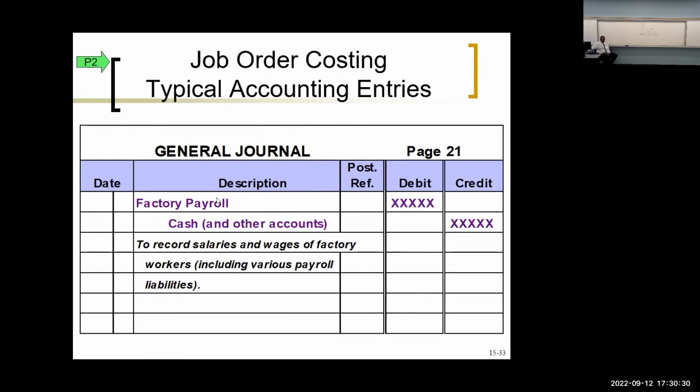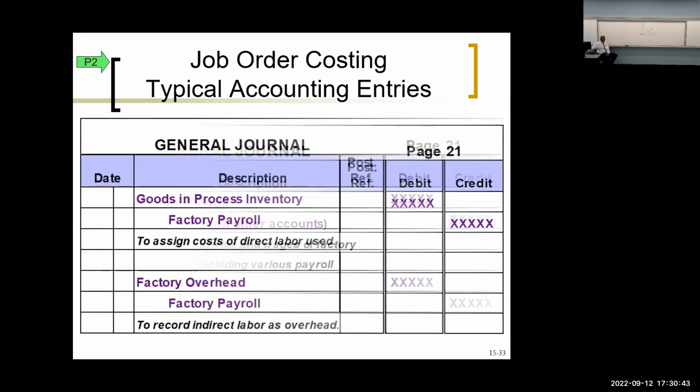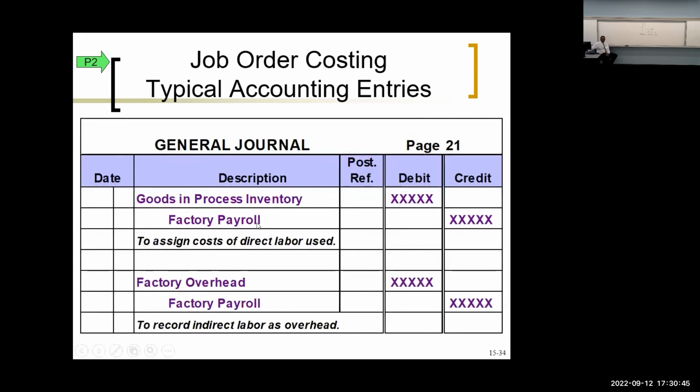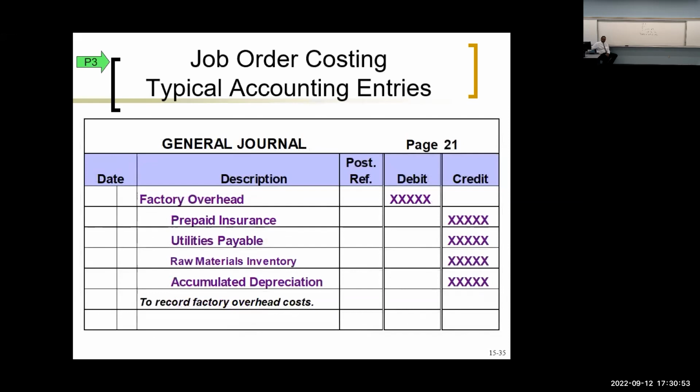When you pay your payroll, you debit your factory payroll, credit your cash. Then those individuals who work directly on creating product, we're going to debit that to goods in process and credit them off of factory payroll. The indirect labor, we're going to debit to factory overhead and credit factory payroll. Now we'll have some overhead costs that occur during the period, maybe prepaid insurance, utilities, all those things will get debited onto factory overhead and credited off of their accounts.